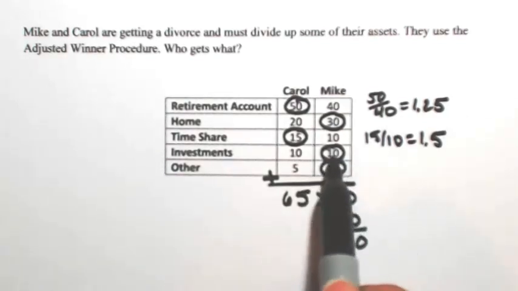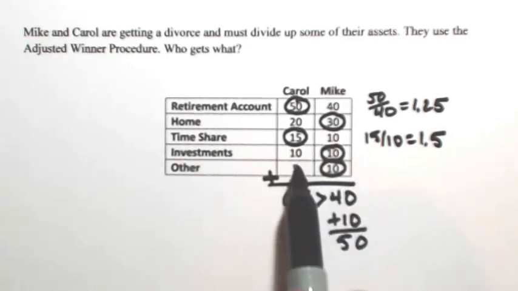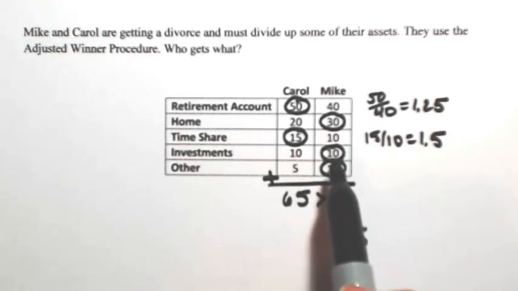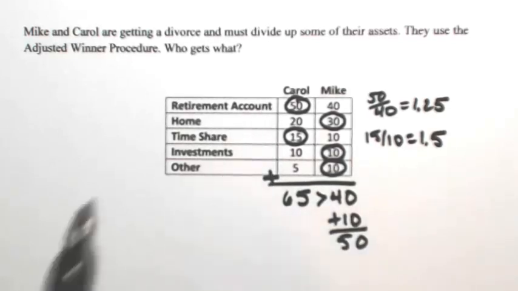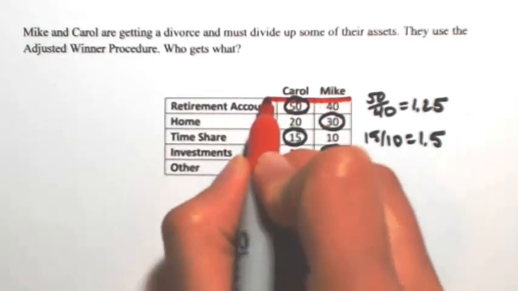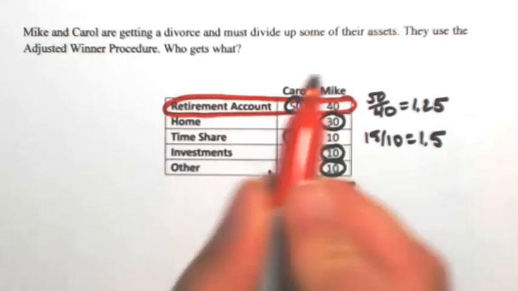Even though the tie would give you 1 exactly, Carol doesn't have it. So Carol can't give it to Mike because Mike already has it. So the only two items we're looking at are what Carol has. So to determine which item is split up, we say which one is closer to 1, because the closer you are to 1, the closer your points are together. So 1.25 is closer to 1 than 1.5. So that means that we're going to split up the retirement account. So that is going to get split up.